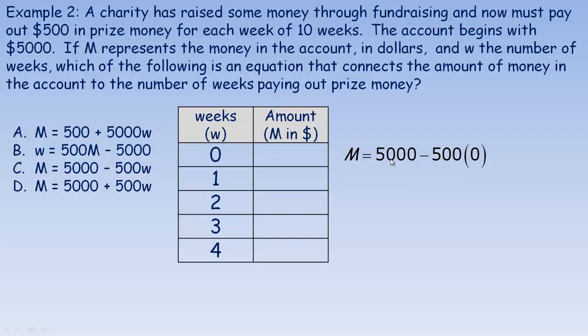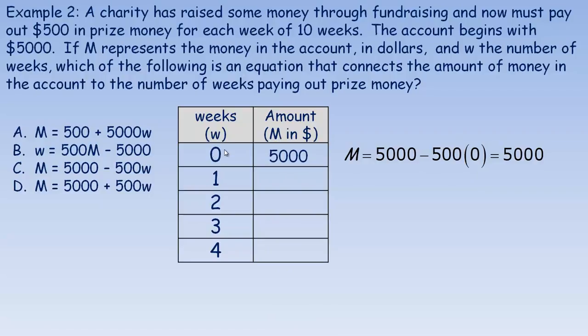So the amount of money is $5,000 minus, and this will always be the amount that's been paid out. So if none of the $500 has been paid out, that's why the $500 is multiplied by 0, because it hasn't been paid out yet. So this would be 0. So 5,000 minus 0 would be 5,000. And so we put a 5,000 right here.